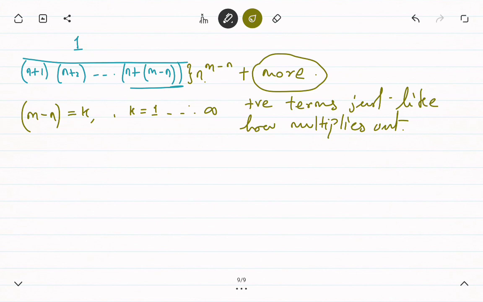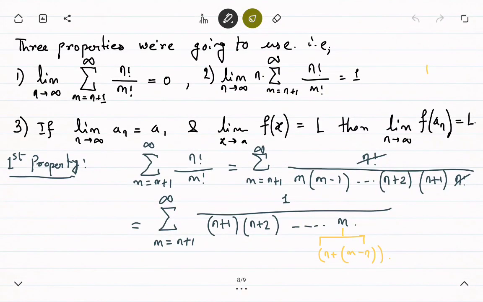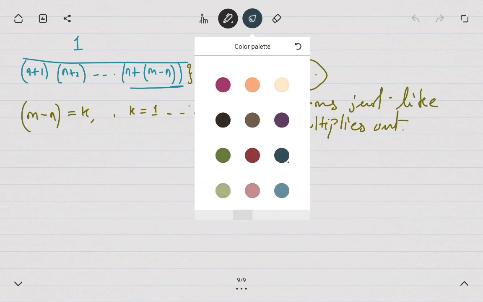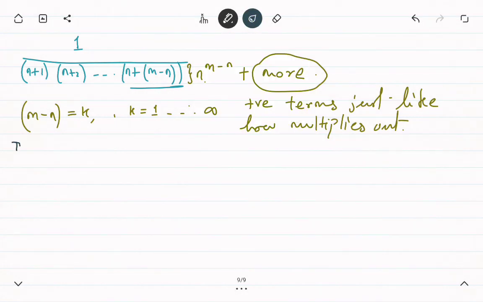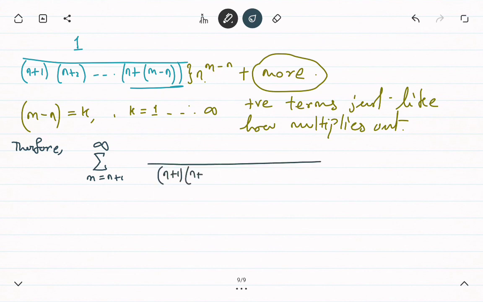Okay, so therefore I can write these things. This is a very non-formal way to write. So therefore, summation m running from n plus 1 to infinity, and this entire thing, n plus 1, n plus 2, that is up to n plus m minus n. So you can write in this format as well.